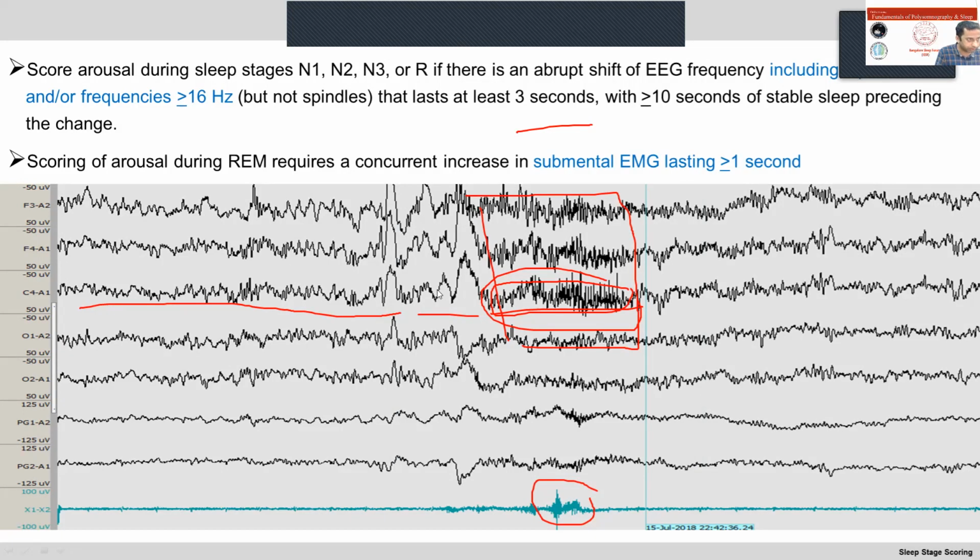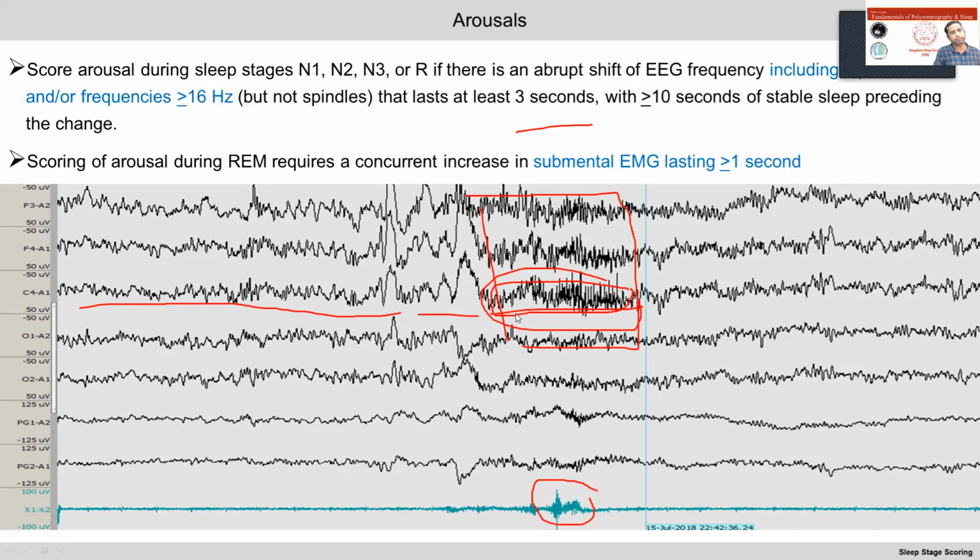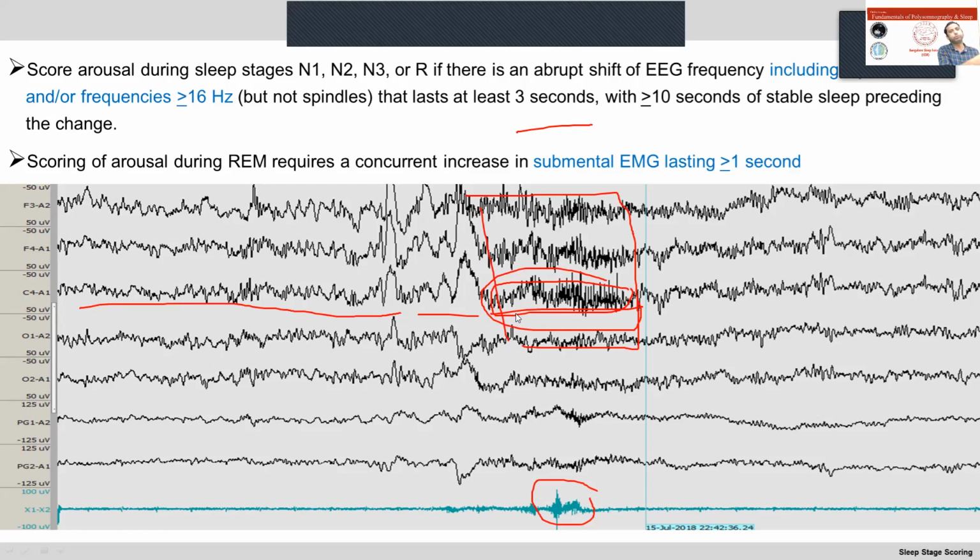In the scoring part, you have to specifically mark it as arousal. How many arousals happen in the whole night or per hour of sleep, you can mark later. But arousals affect sleep stage scoring. Maybe because of arousal, the stage scoring may become N2 to N1. That can happen.